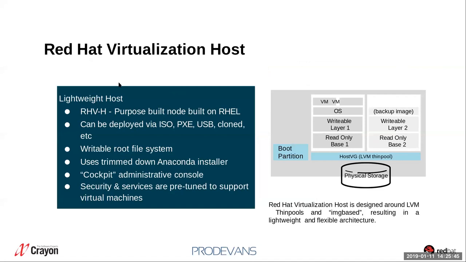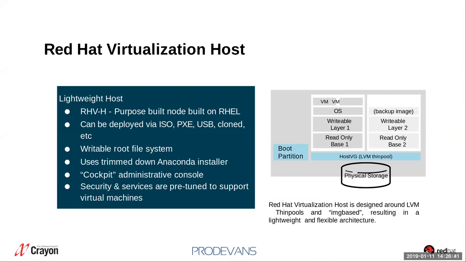So coming to the Red Hat virtualization host, what is the Red Hat virtualization host? Red Hat virtualization host is nothing but a hypervisor. Red Hat comes with a hypervisor. It's a lightweight host which is built on RHEL, and it can be deployed via ISO, PXE, USB, or Cockpit. Like these things, the deployment is simple. That's how we deploy any RHEL operating system. Like you can deploy through a network boot. If you have an ISO file, you just make your pen drive bootable and put in the USB and you can install it. So this installation doesn't take much time. This installation is very easy.